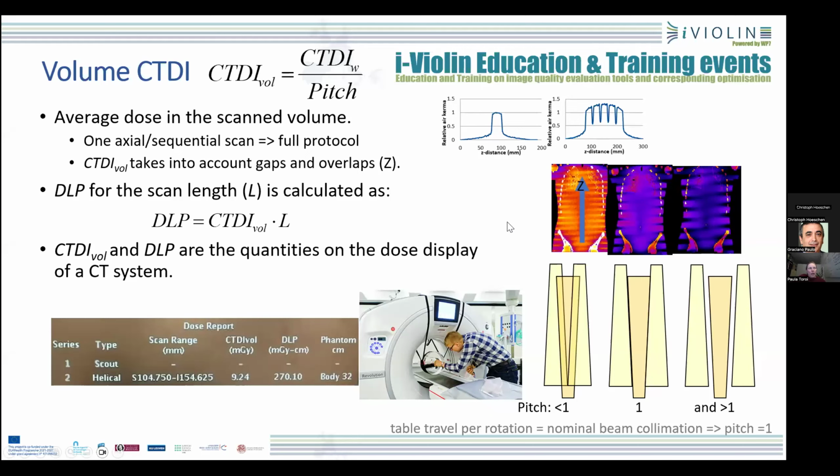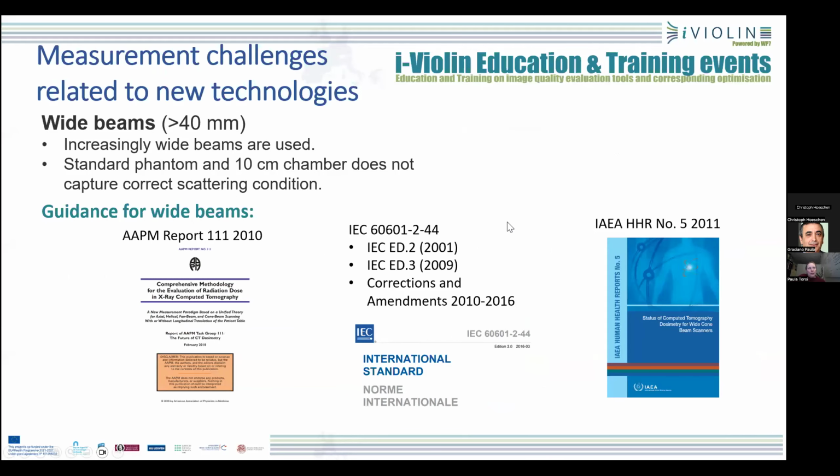There are some challenges related to new technologies. One of them is the wide beam. Our chamber is 10 centimeters long, and we also want to measure some of the scatter inside the phantom. Now that the beams are getting wider, we want to have a big amount of information with one rotation. Then we have a challenge that our standard dosimetry system doesn't cover these situations anymore.